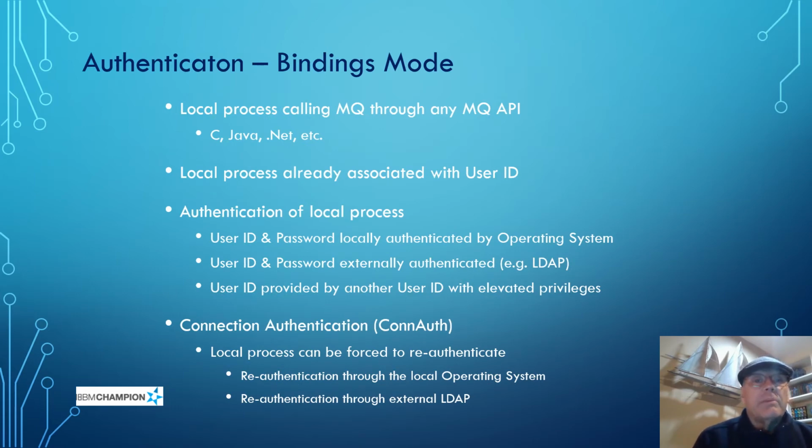In bindings mode, the local process is calling or requesting MQ services from a local queue manager. That means the local process has been authenticated in the way that that local server authenticates, either the operating system or a remote thing like LDAP or AD. And it is the same mechanism used by the queue manager itself because they're both local. And so in essence, that's a trusted authentication system; the queue manager has to trust it because it's the same authentication that's controlling the queue manager.